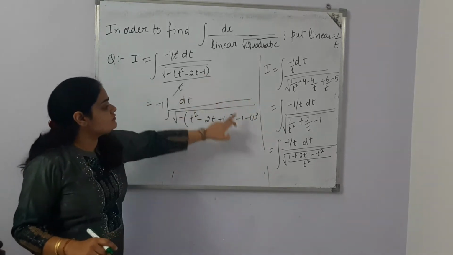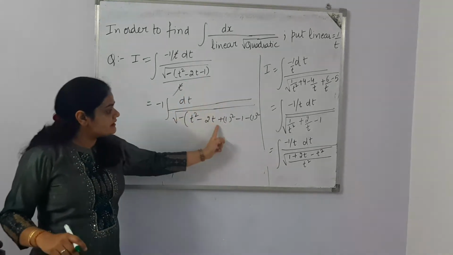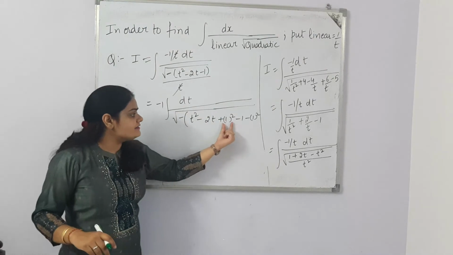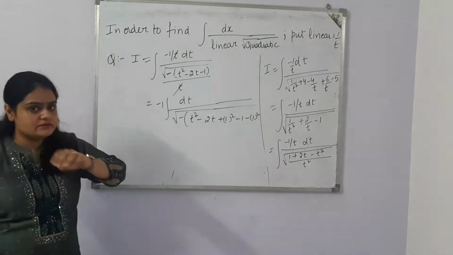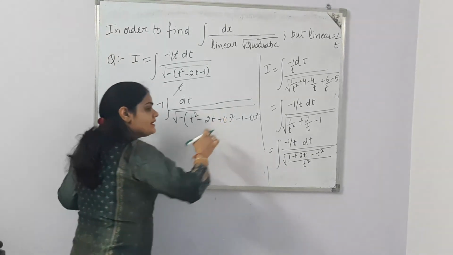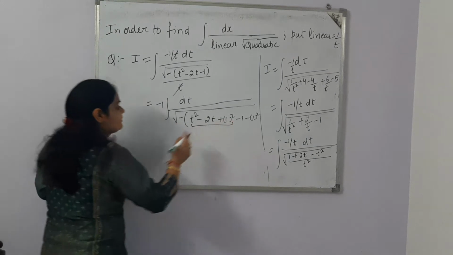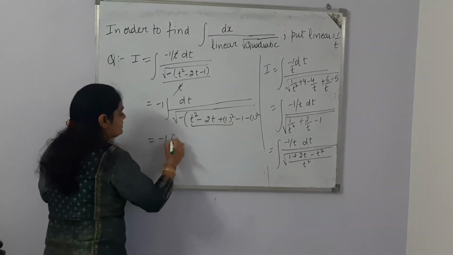I have written minus 1 as it is. These three terms were written as it is. So 1 square I have added and subtracted, because equilibrium position is there. If we are adding something, we have to subtract. So here a minus b whole square formula is applicable.